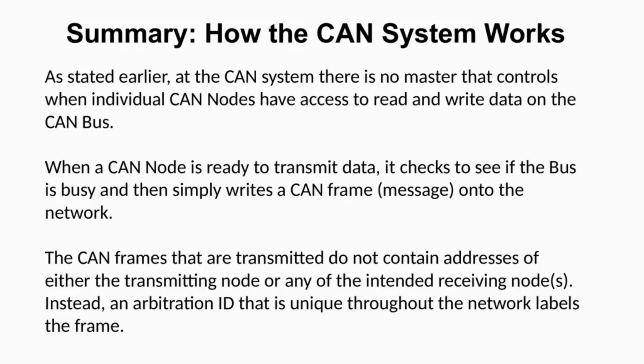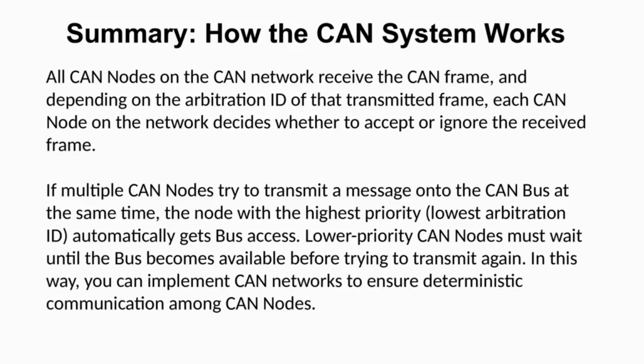Summary of how the CAN system works. As stated earlier, in the CAN system there is no master that controls when individual CAN nodes have access to read and write data on the CAN bus. When a CAN node is ready to transmit data, it checks to see if the bus is busy and then simply writes a CAN frame message onto the network. The CAN frames that are transmitted do not contain addresses of either the transmitting node or any of the intended receiving nodes. Instead, an arbitration ID that is unique throughout the network labels the frame.